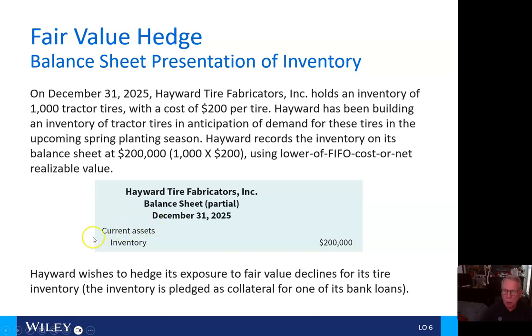Okay, so the balance sheet's going to look like this. We're going to have current assets. Under current assets, we have inventory of $200,000. Hayward wishes to hedge its exposure to fair value declines for its tire inventory because the tire inventory is pledged as collateral for one of its bank loans.